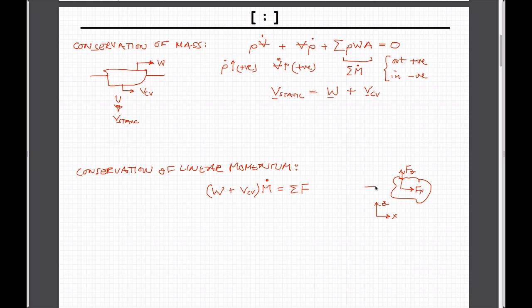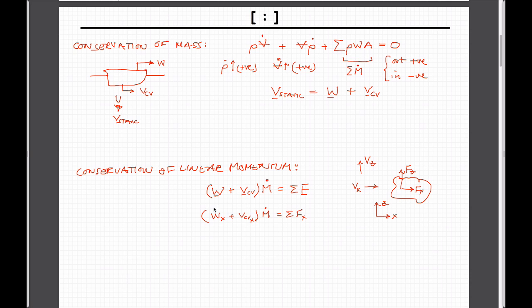And so a velocity static in x would be in this direction, in z would be in this direction. And these are really vectors also. But if we want to just resolve in one direction, which we might do, then it would be relative velocity in x plus control volume velocity in x, times mass flow rate, which is a scalar, is equal to the sum of the forces in x.